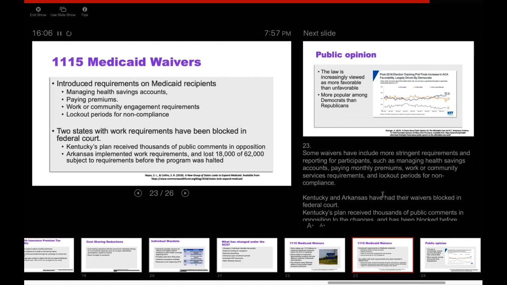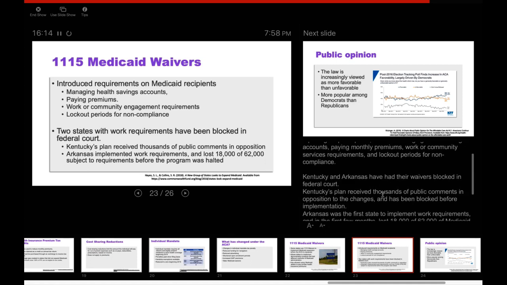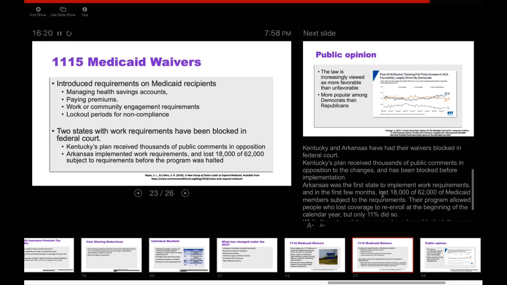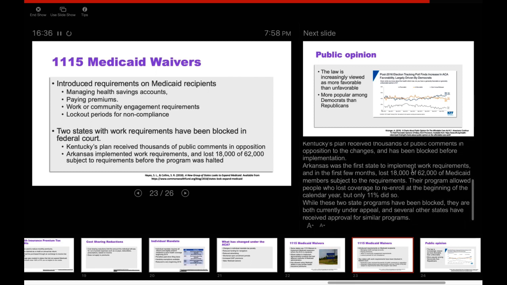Some waivers have included more stringent requirements and reporting for participants, such as managing health savings accounts, paying monthly premiums, work or community service requirements, and lockout periods for noncompliance with these. Kentucky and Arkansas have had their waivers blocked in federal court. Kentucky's plan received thousands of public comments in opposition to the changes and has been blocked before implementation. Arkansas was the first state to implement work requirements, and in the first few months lost 18,000 of 62,000 Medicaid members subject to the requirements.